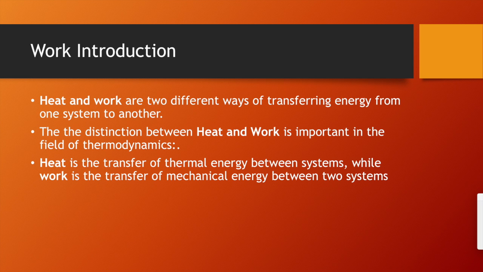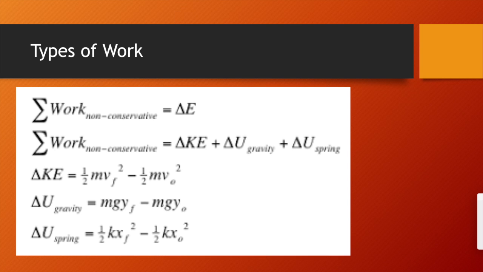The distinction between heat and work is very important in the field of thermodynamics. Heat is the transfer of thermal energy between systems, while work is the transfer of mechanical energy between two systems. So there are different types of work. First, we have the non-conservative work, which is the change in energy. The change in energy itself contributes to the change of kinetic energy, the gravity energy, and the spring energy constant. So for the change of kinetic energy, we can see the formula in there, and also for the gravity one and the spring one are shown.